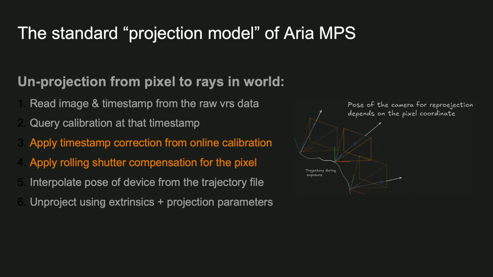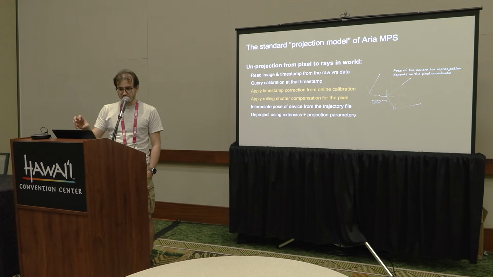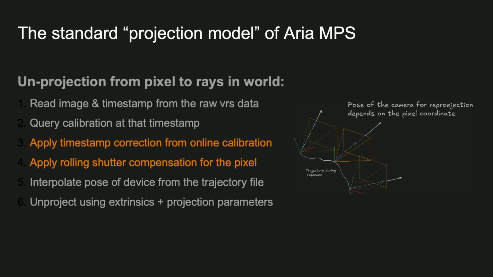Let's say you have a corner observation and you want to unproject this 2D coordinate in the world frame. So the first thing you do is you read the image, you detect the corner. And from the image you read from the raw data, you get a timestamp. You query the online calibration with that timestamp, and you get a timestamp correction. So you apply it. Then, if you are processing the RGB, you apply the rolling shutter compensation for that pixel, meaning if you detected your pixel somewhere in the image, you will correct the timestamp differently than if it's another row. Once you have a correct timestamp, you can query the trajectory from the Aria MPS output to get the pose of the camera.